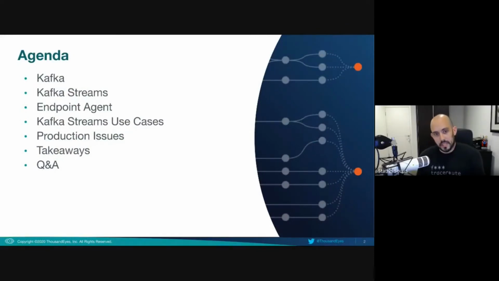Today, we're going to begin with a small, very high-level overview of what Kafka is. Then we're going to discuss a little bit about Kafka Streams and why we chose Kafka Streams over other solutions. Then I'm going to say a few words about the Endpoint Agent, which is the product I'm currently working on, so that you can have a little bit of context. And then we're going to dive into the various microservices that we built using Kafka Streams. Then I'm going to share some production issues that we faced and how we resolved them. We're going to talk about some takeaways at the end, and then we'll have time for some Q&A if you have a question for me.